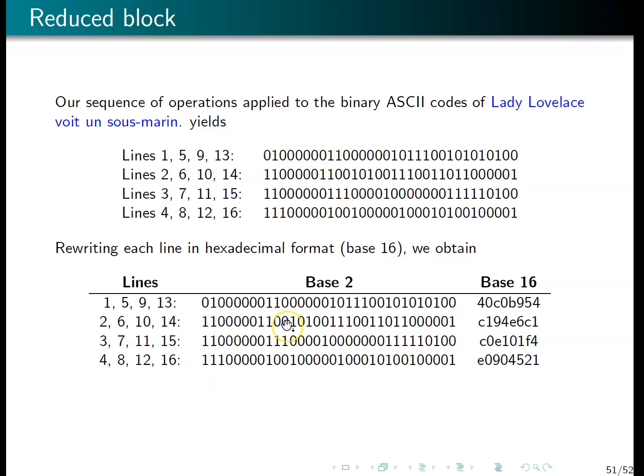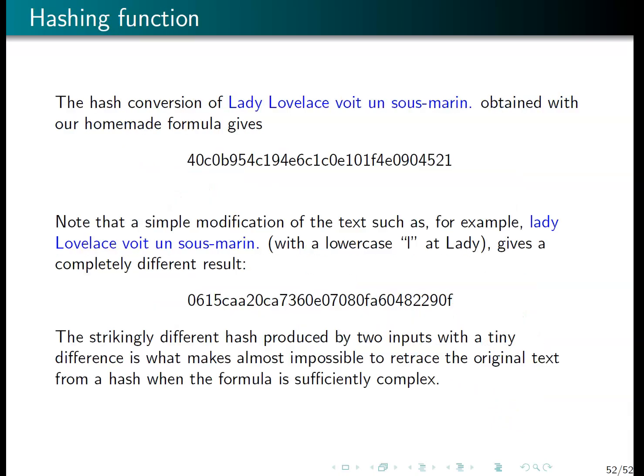If we convert these four lines into their hexadecimal representation, that gives us the numbers we have on the rightmost column of our table here. We stick the hexadecimal numbers one beside the other, and that's going to be the hash produced by our homemade function on the sentence Lady Lovelace voit un chemin.